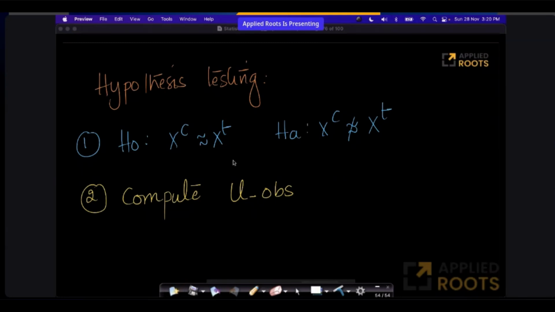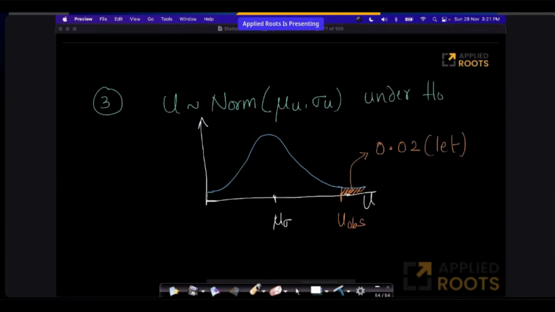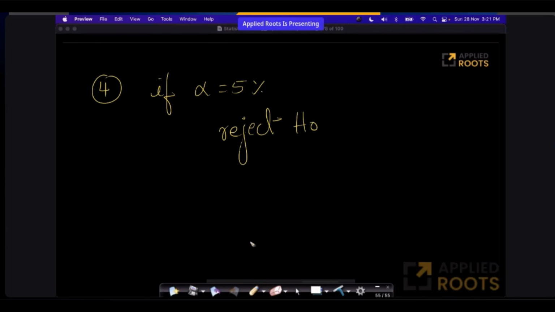Now, given that U is normally distributed and this is my observed U, I just have to compute this area. And if this area is, let's say, 2%, again, I'm just making it up, then if my significance level is 5%, I will reject the null hypothesis. When I reject the null hypothesis, I accept the alternative hypothesis, which says that X_C is not the same as X_T. That's it. Very simple. And that makes logical sense, right?